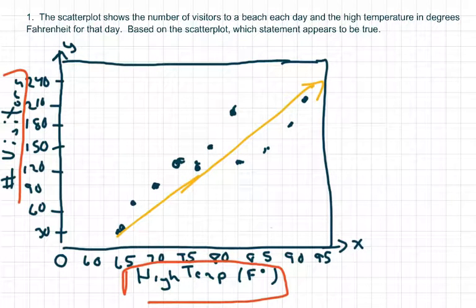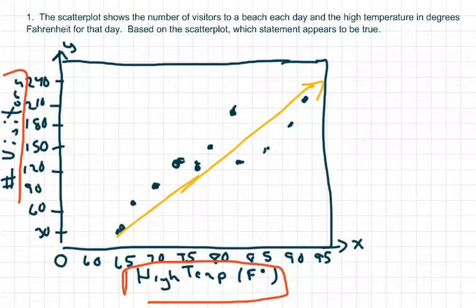There is a correlation between high temperature and the number of visitors, because as the temperature gets higher, the number of visitors gets higher, because people want to go to the beach. And B is wrong as well.